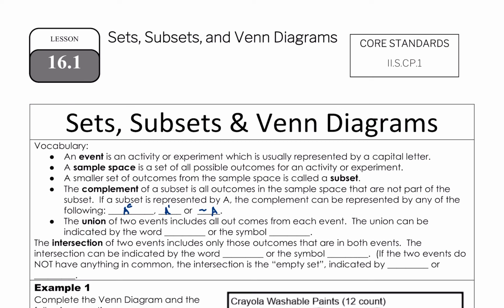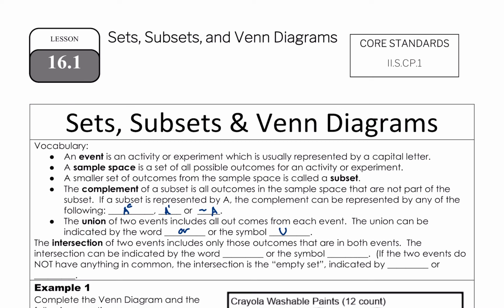Okay, then the union of two events includes all the outcomes from each event. The union can be indicated by the word or, or by the symbol that looks like a U. Okay, so the union is all the outcomes for any two events. It can be just the outcomes of A, just the outcomes of B, or the outcomes of A and B. So anything that's in our events is in the union.